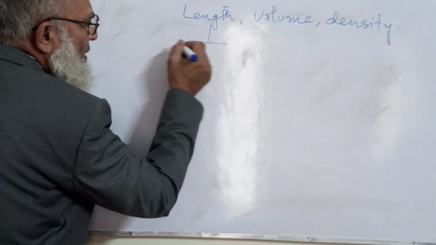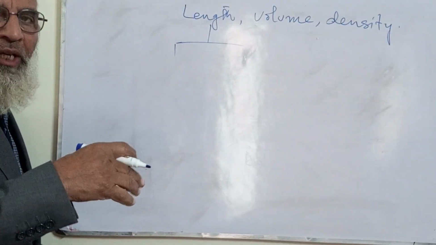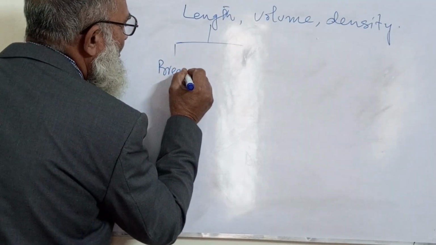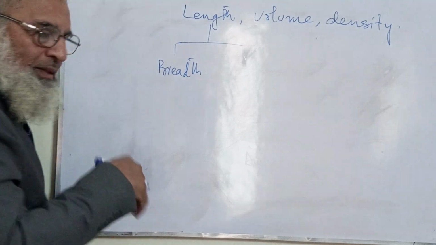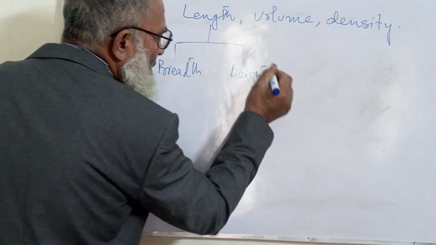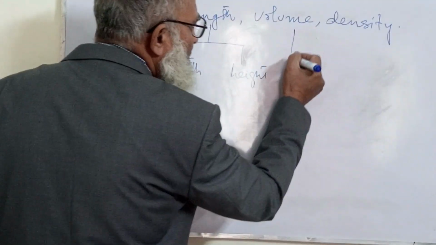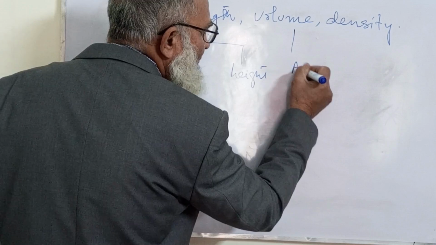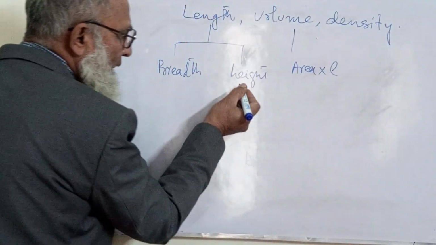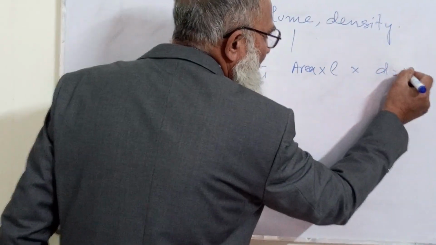In length, there are also three things. Everything is length, in broader terms. Breadth is also length. Height is also length. And in volume, we have learned about area multiplied by length or height, and in density we have learned d is equal to m upon v.